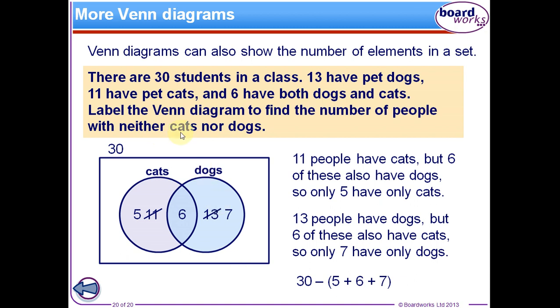Okay, so the question now says to find the number of people with neither cat nor dog. So neither cat nor dog means what should be outside this circle. So what I'm going to do is add 5 plus 6 plus 7, then I'll take it away from the universal set. Then I'll get the answer outside. So that will be 30 minus 18, so the 12 will be outside here. So that's that, guys. So hope you enjoyed the application. So let's go ahead with stage 2.